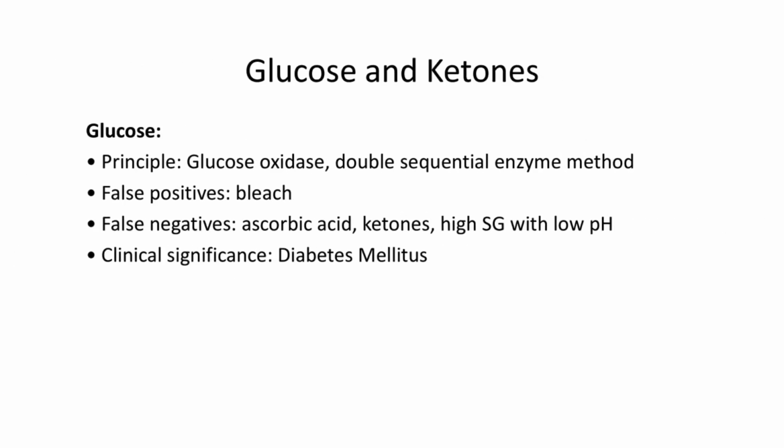Glucose testing uses the glucose oxidase method, a double sequential enzyme reaction. False positives can occur from bleach, while false negatives may be caused by ascorbic acid, ketones, or high specific gravity with low pH. Clinically, glucose in urine is associated with diabetes mellitus.